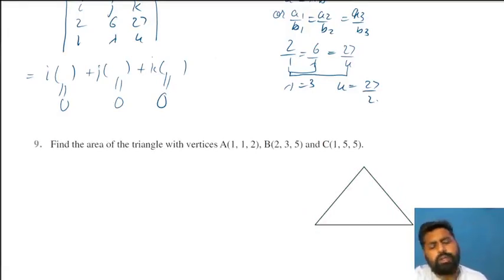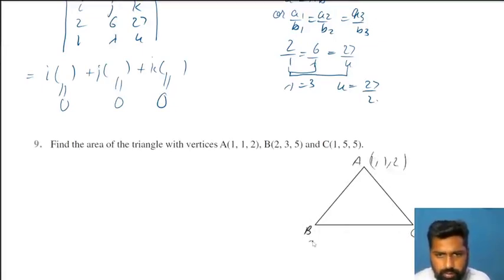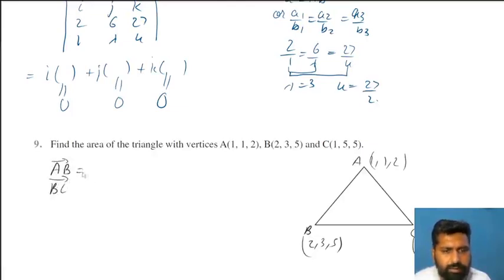So for this question, if it's asking for area, of course you have to do the cross product, because the area of a triangle is given by half of A cross B. Okay, let's say this is A, this is B, this is C: 1 comma 1 comma 2, 2 comma 3 comma 5, 1 comma 5 comma 5. Now you know you can calculate your AB vector, and you can calculate your BC vector. How do we do that? AB vector is given by B vector minus A vector.